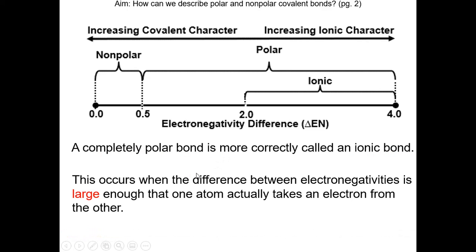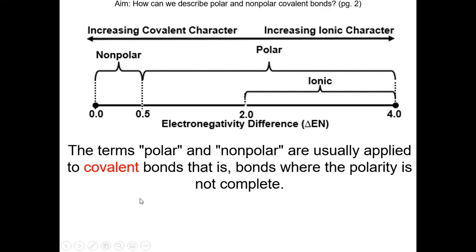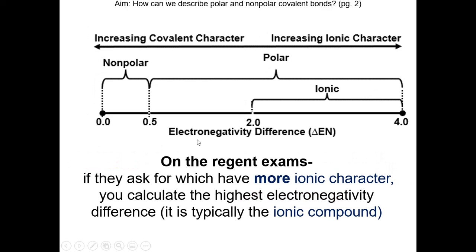The reason for that is because the electronegativity difference is so large that one atom actually takes an electron from another. But keep in mind, the terms polar and nonpolar are usually applied to covalent bonds. That is where the polarity is not complete. On the Regents exam, if there's a question that asks which of the following has the most or more ionic character, you have to calculate the highest electronegativity difference of those bonds. It is usually the ionic compound.